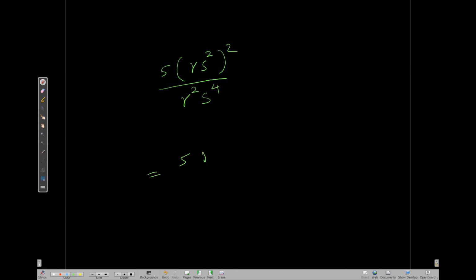First, 5 r squared s to the fourth, because these two exponents belong to both r and s. And then you have r squared s to the fourth in the denominator, which will cancel nicely, and you get just 5.